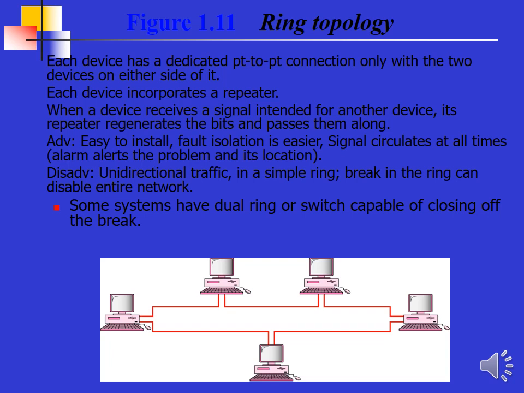Advantage: easy to install, fault isolation is easier, signal circulates at all times, alarm alerts the problem and its location. Disadvantage: unilateral traffic in a single ring, simple ring, a break in the ring can disable the entire network. Some systems have dual ring or a switch capable of closing the break.